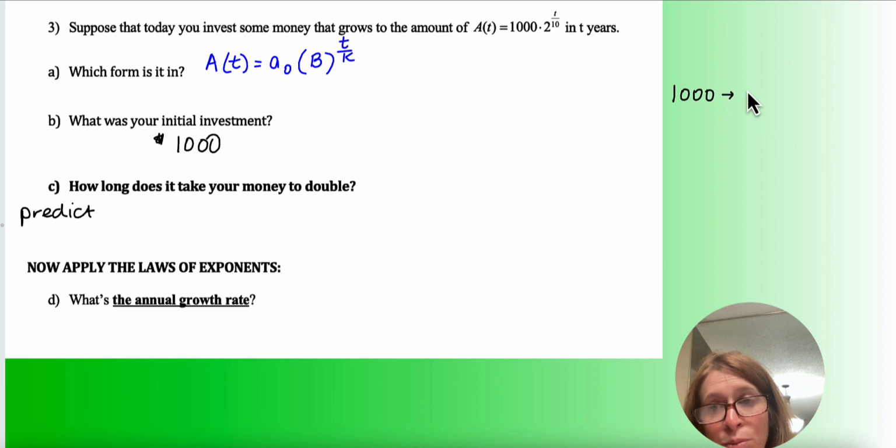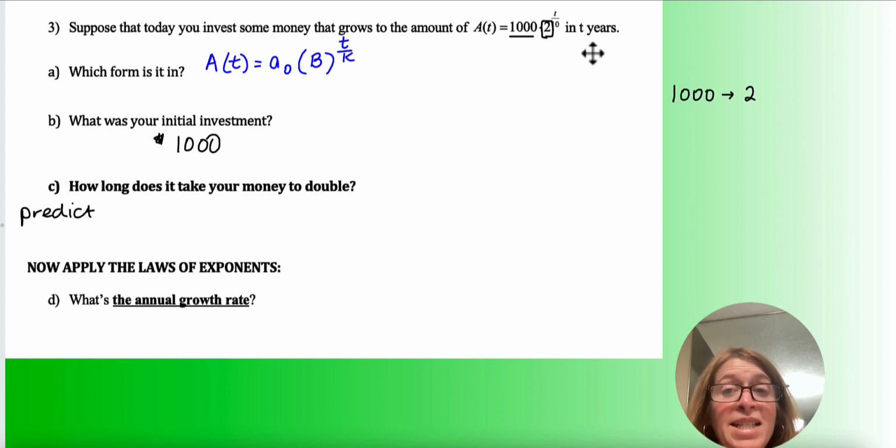Double 1,000 would be multiplying it by 2. So that means, when is this just going to be 2? Well, it's going to just be 2 when I have a power of 1. To get a power of 1, t would have to be 10. So how long does it take your money to double? It would take 10 years for your money to double.